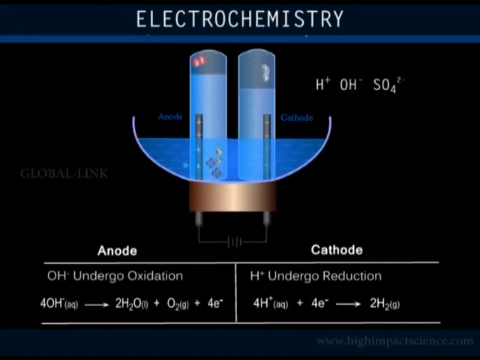At the cathode, hydrogen ions gain these electrons to form hydrogen gas. So you see, for every 4 electrons exchanged, 2 volumes of hydrogen gas and 1 volume of oxygen gas are produced. So the amount of hydrogen is always twice that of oxygen. As you can see, the electrolysis of dilute sulfuric acid is similar to the electrolysis of water.